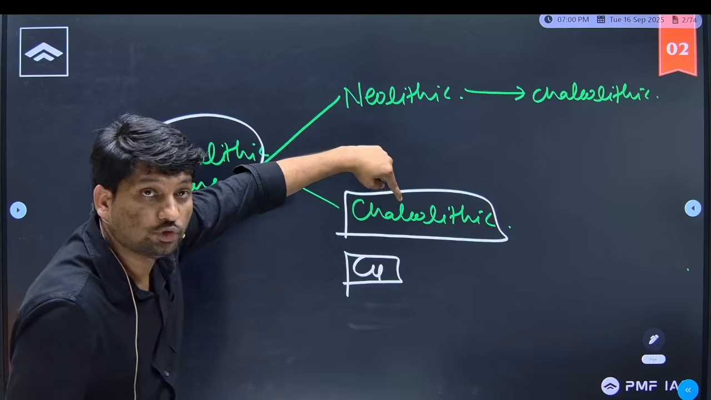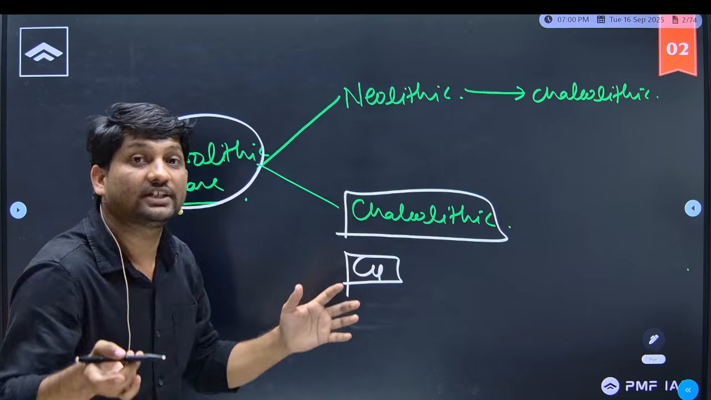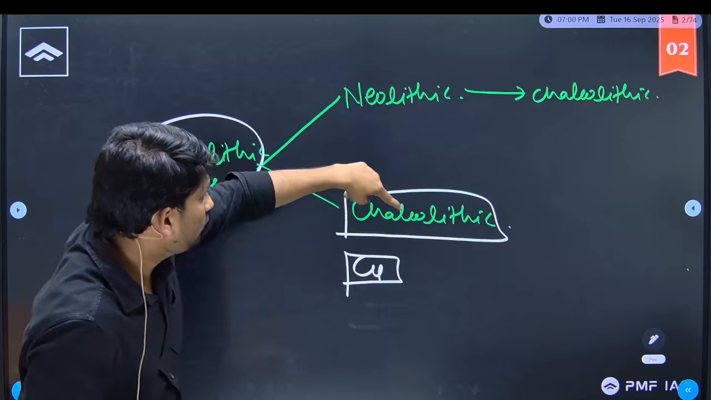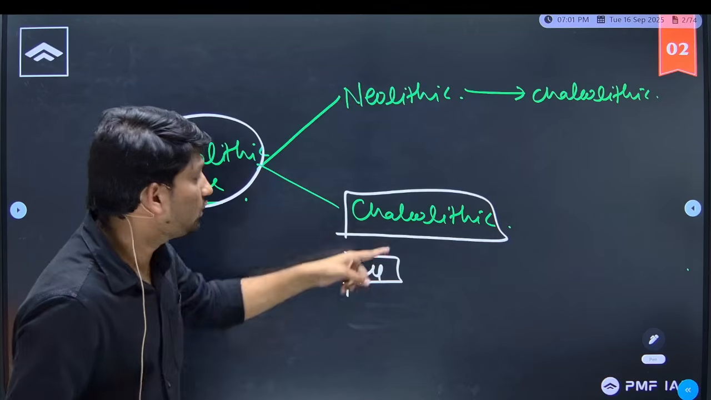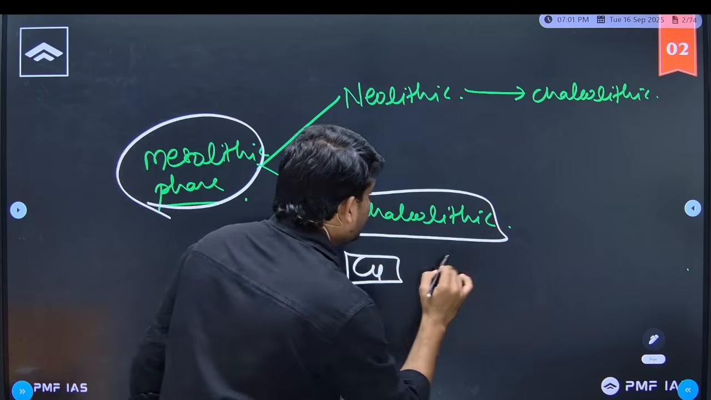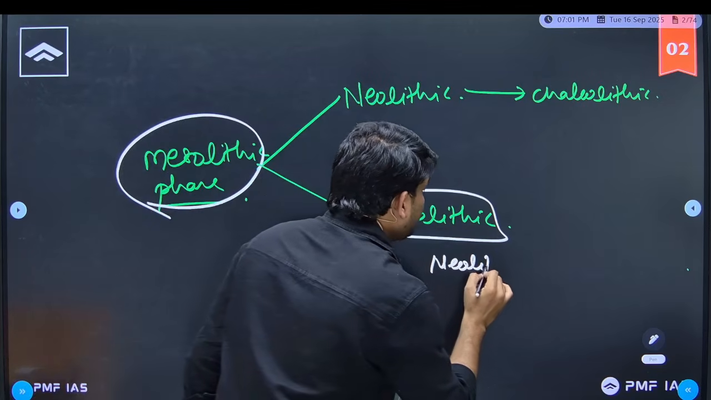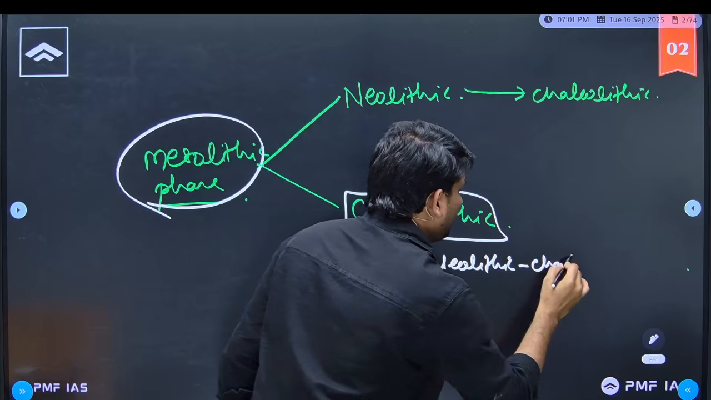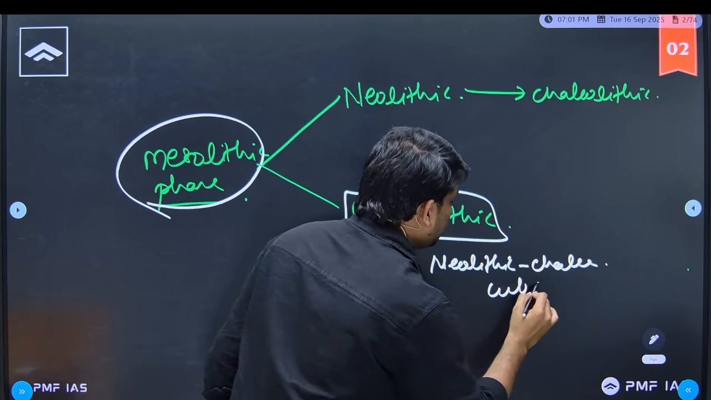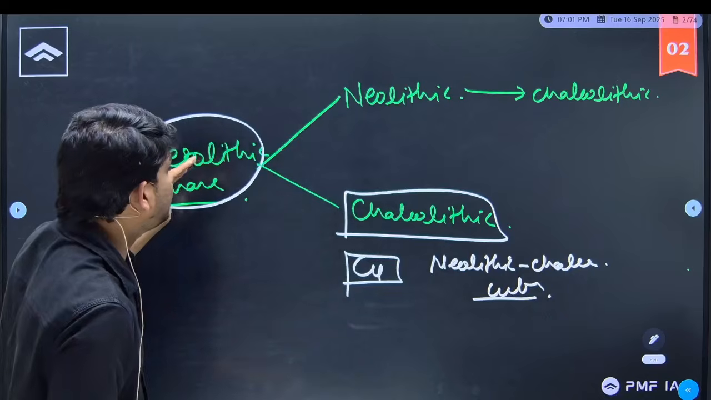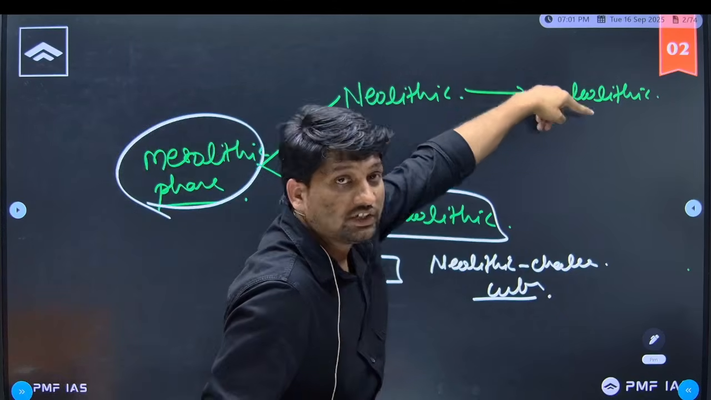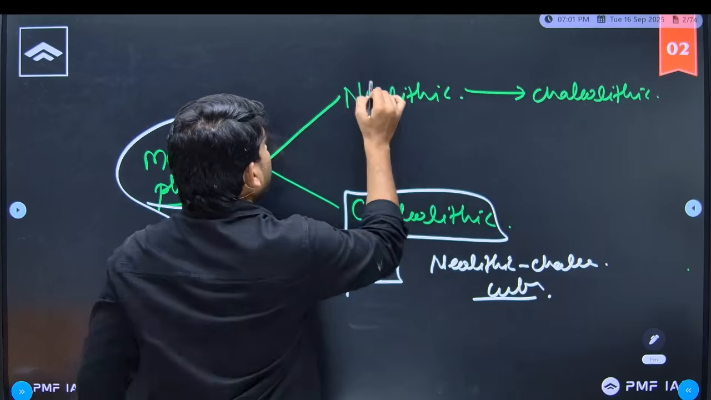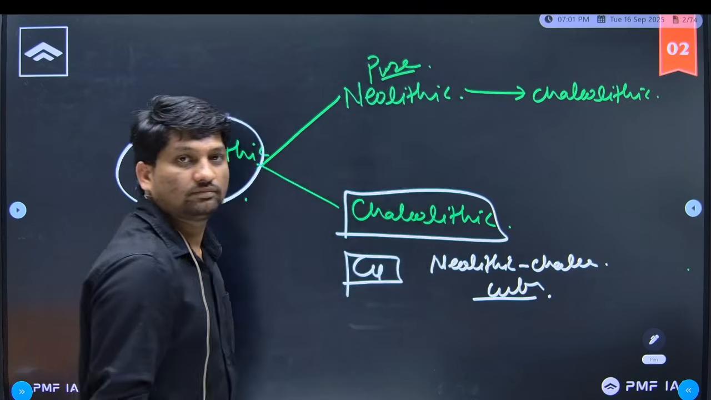Along with this use of copper, you will also find some polished stone tools, which means you will also find the evidence of Neolithic also. So if you want to define this culture, this is Neolithic Chalcolithic or Chalcolithic Neolithic culture. Either sites directly go into Chalcolithic, or first they will be pure Neolithic sites.